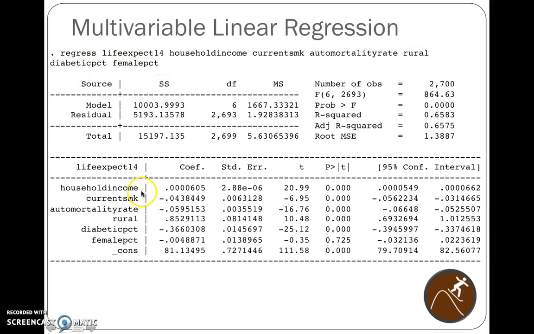And we see income statistically significant, smoking significant, auto mortality rate significant, rural significant, diabetic percentage significant. Percentage of the county population that is female, and this could be the other way around, the percentage that's male, it's not significant. The p-value is 0.725. Overall, though, even with all of this stuff in here, even though this isn't significant, the overall model is significant. See this? This is the p-value for the overall model. So the model, the whole thing, is statistically significant, but it's still not our best model or our most parsimonious.